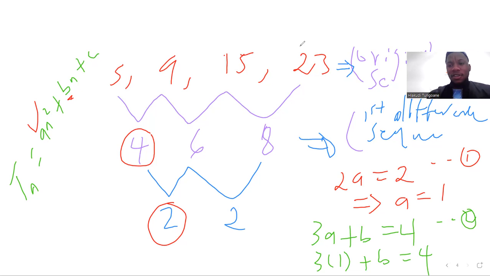So if you take 3 to the other side, this implies that b equals 1, essentially, because it's going to be 4 minus 3 equals b. So now we have b as well. The only thing that we're left with is to solve for c. So how are we going to get c?